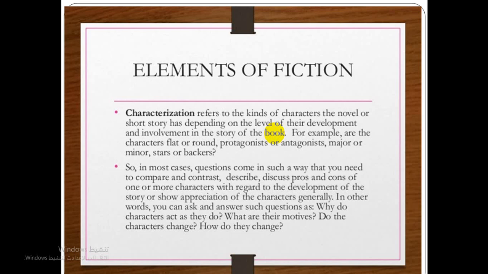So in most cases, questions come in such a way that you need to compare and contrast, describe, and discuss the pros and cons of one or more characters with regard to the development of the story or the appreciation of the characters generally. In other words, you can ask and answer such questions: Why do characters act as they do? What are their motives? Do the characters change? How do they change?